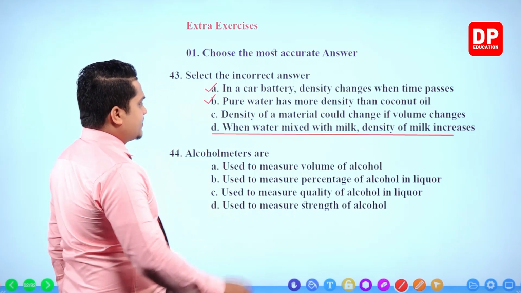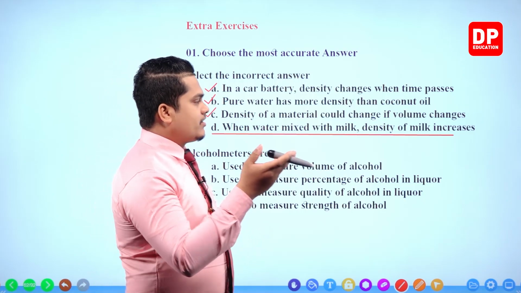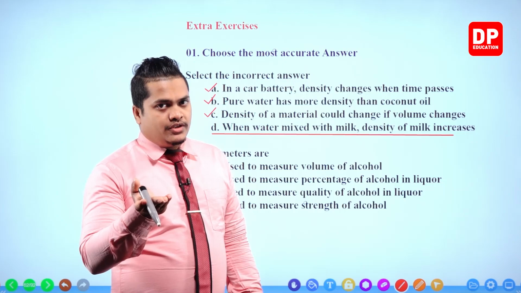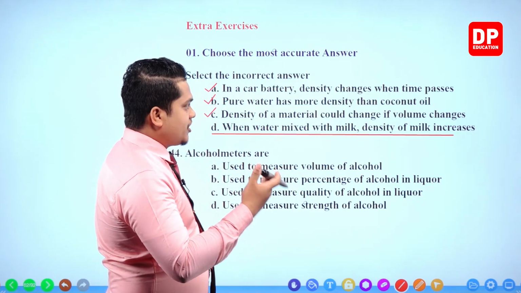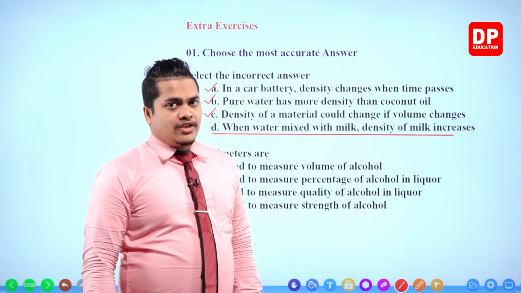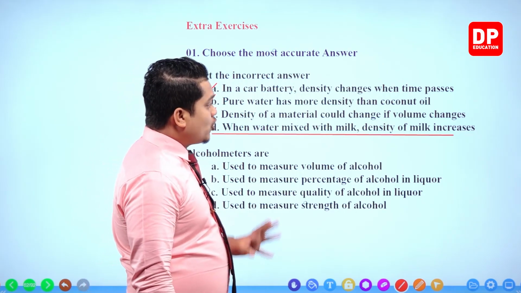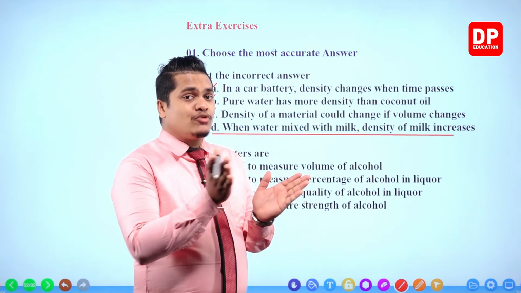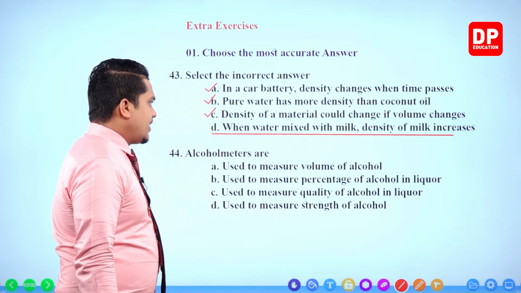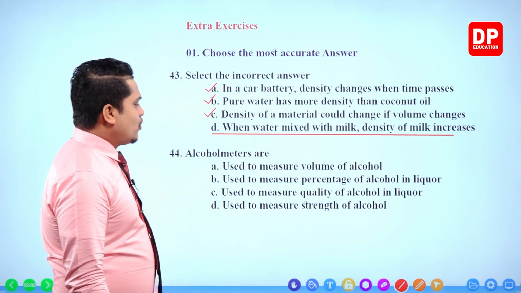Then the previous one is correct, right? Actually, it is correct. You know that density is dependent on only volume and mass. So when changing the volume, definitely the density should change. So in a gas, my dear children, the volume can be changed by changing the pressure. So that's why it is given as density of a material could change. That means it has a possibility to change when changing the volume. So it is correct. Next one. Alcohol meters, the name itself is mentioned in the alcohol meters.